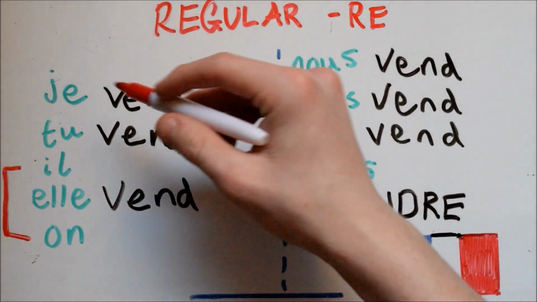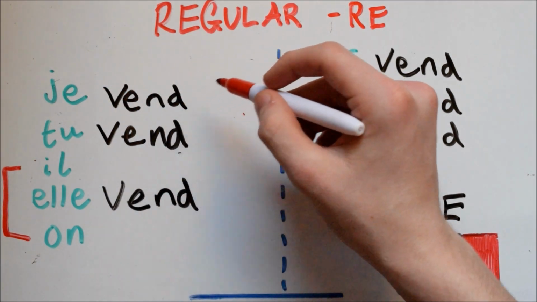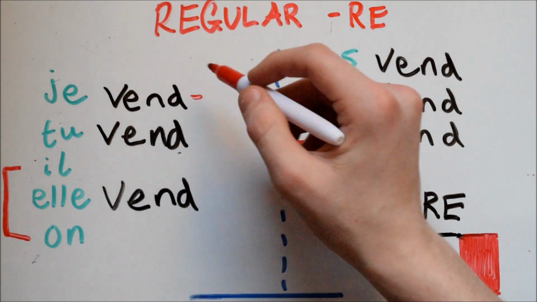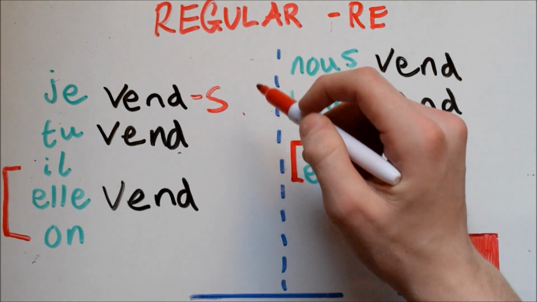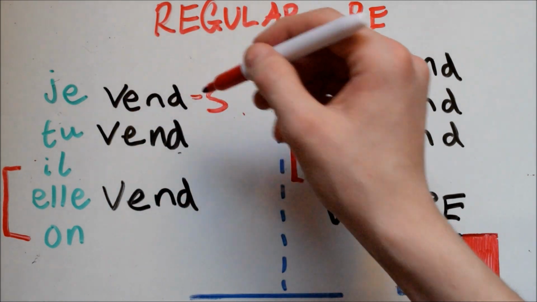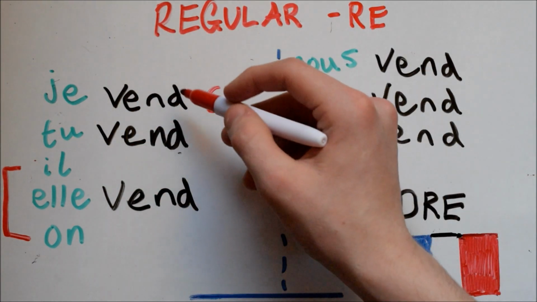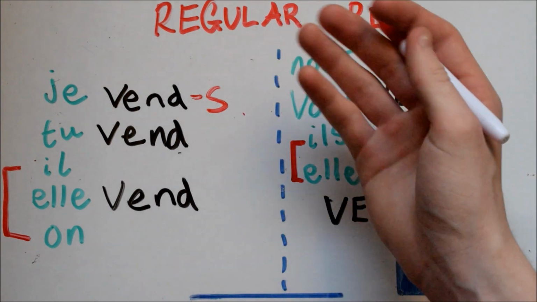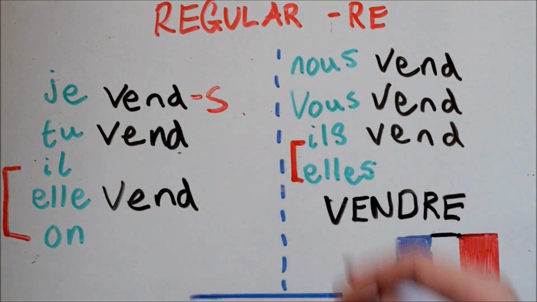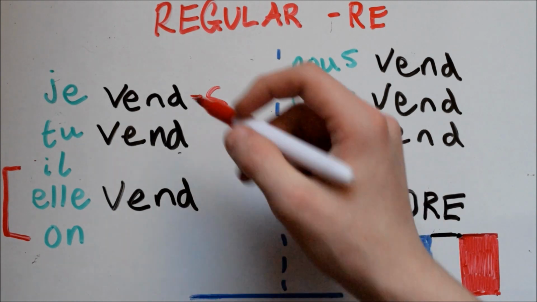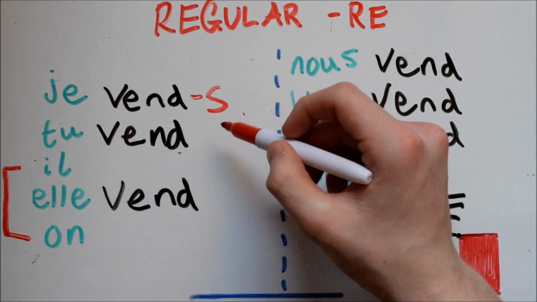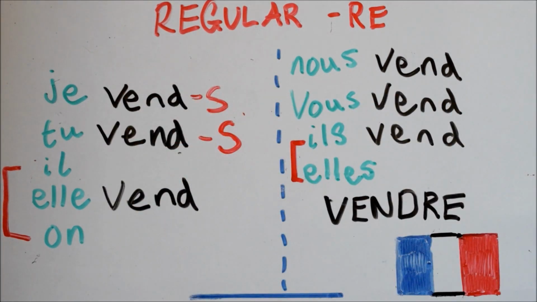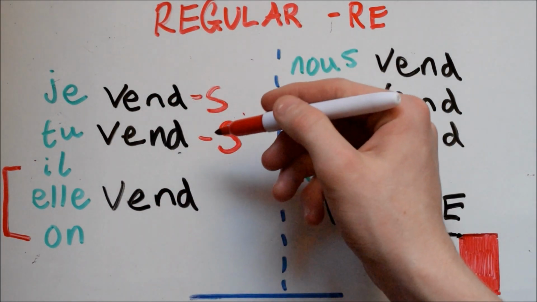Starting at I again, the ending for RE verbs, for I in the present tense, is S. Je vends. Notice that the D isn't overly pronounced. Je vends. For you, the ending is also an S. Tu vends.